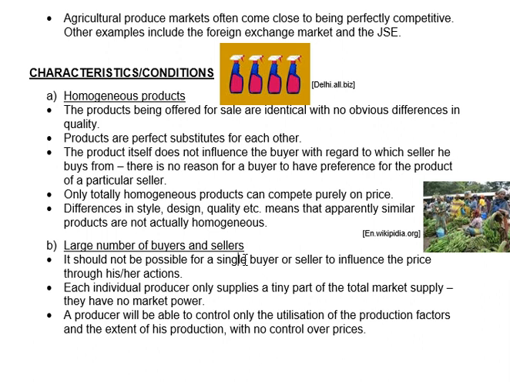All right, now we can't put literally a number amount and say this many is enough. There must be so many buyers and so many sellers that it is impossible for a single buyer or single seller to influence the price through his or her actions. So each individual producer only supplies a teeny tiny part of the total market supply. So they have no market power.